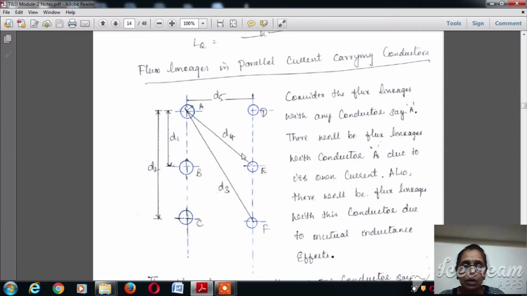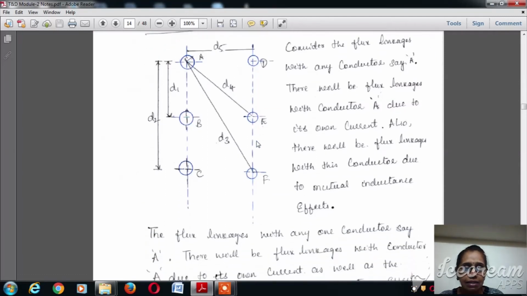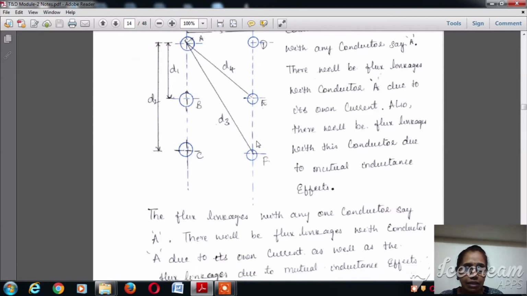Now consider the flux linkages with any one conductor A. Then there will be the flux linkages with the conductor A due to its own current, and there will be the flux linkages with this conductor due to the mutual inductance effects also. That's what is shown here at distances of D3, D4, D5. Now consider the flux linkages with any one conductor, say A.